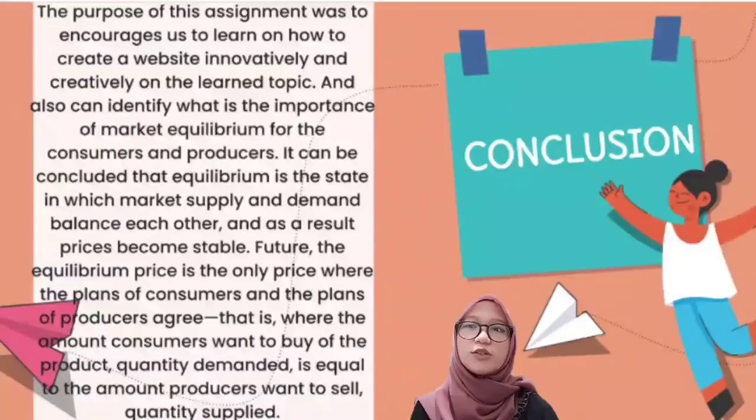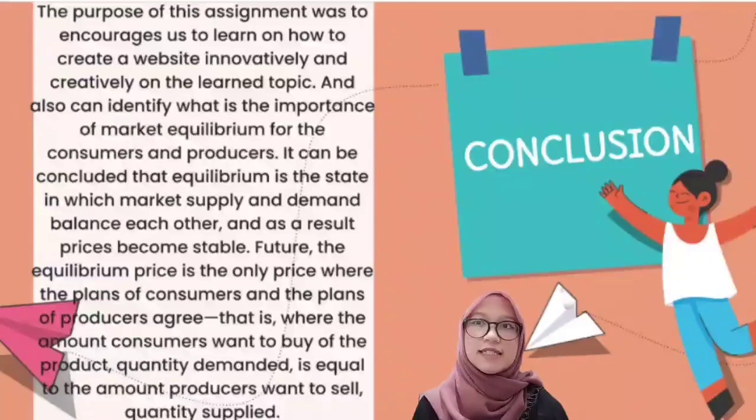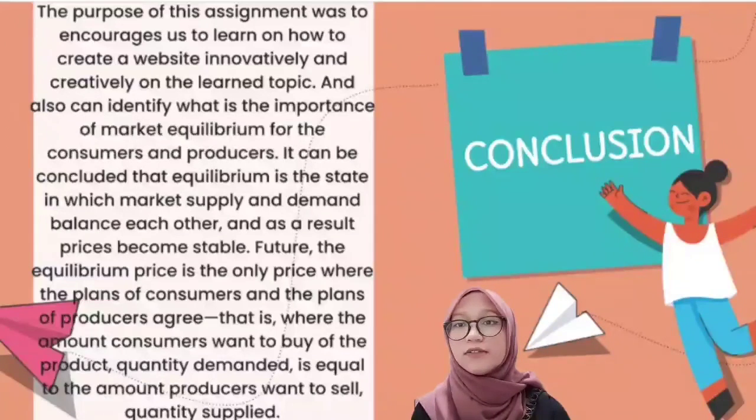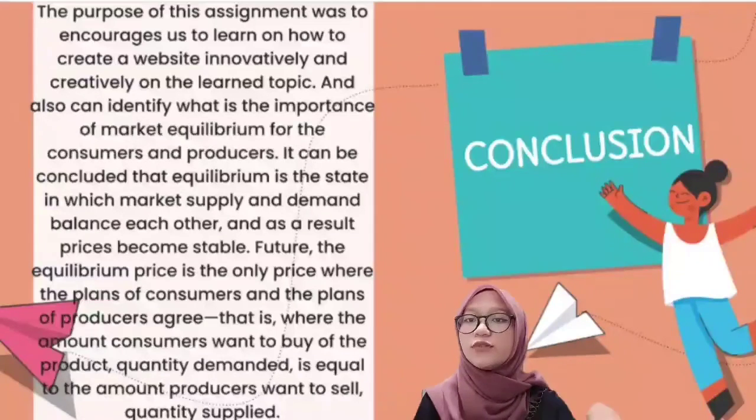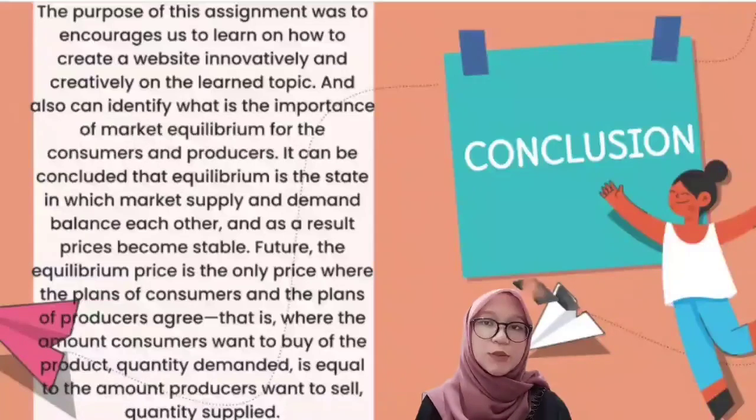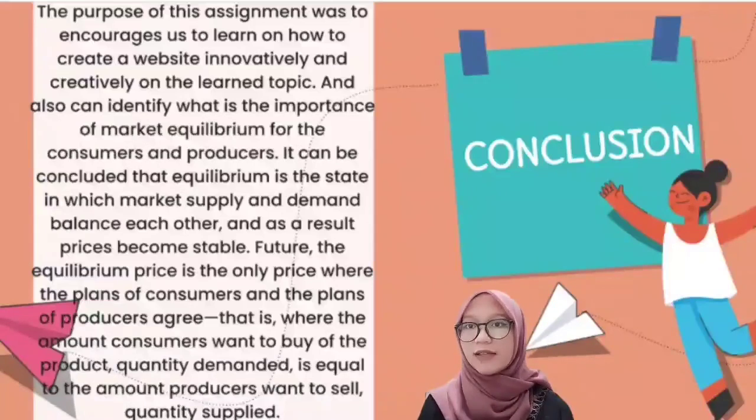It can be concluded that equilibrium is the state in which market supply and demand balance each other, and as a result, the price becomes stable. The equilibrium price is the price where the plans of consumers and the plans of producers agree, they agree to pay and agree to sell. And it is also about the quantity demanded being equal to the quantity supplied.